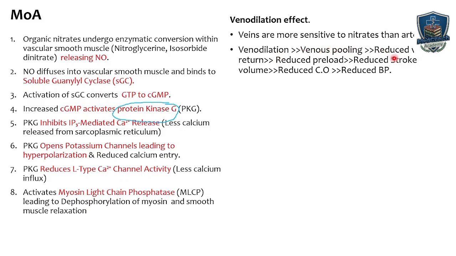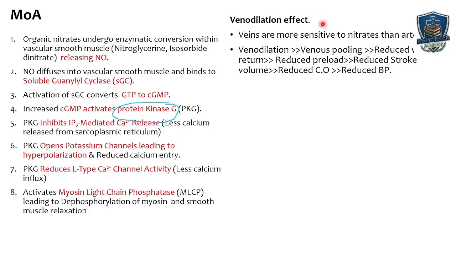Venous pooling will reduce the venous return, and a reduced venous return will reduce the preload. A reduced preload will decrease the stroke volume. The reduced stroke volume will reduce the cardiac output and reduce the blood pressure. So that's how venodilation effect leads to a decreased blood pressure. I hope you've understood. So in short, venodilation effect always has a negative impact on the preload. So venodilation effect reduces preload, and our arterial dilation effect reduces our afterload.